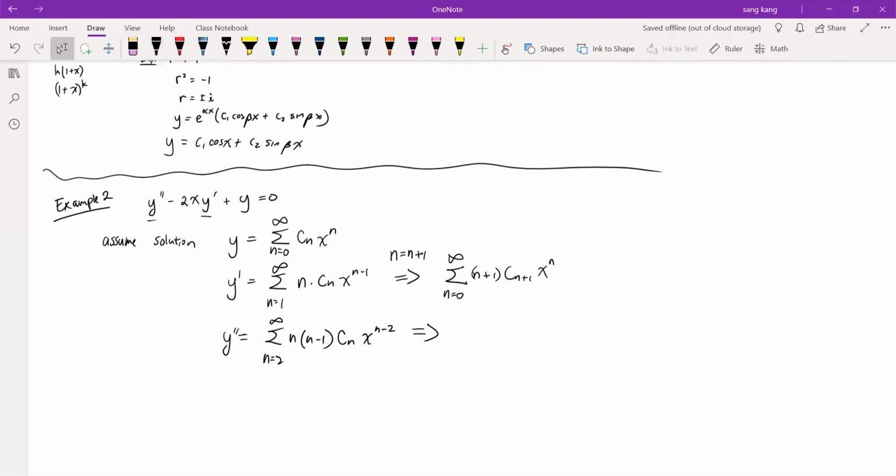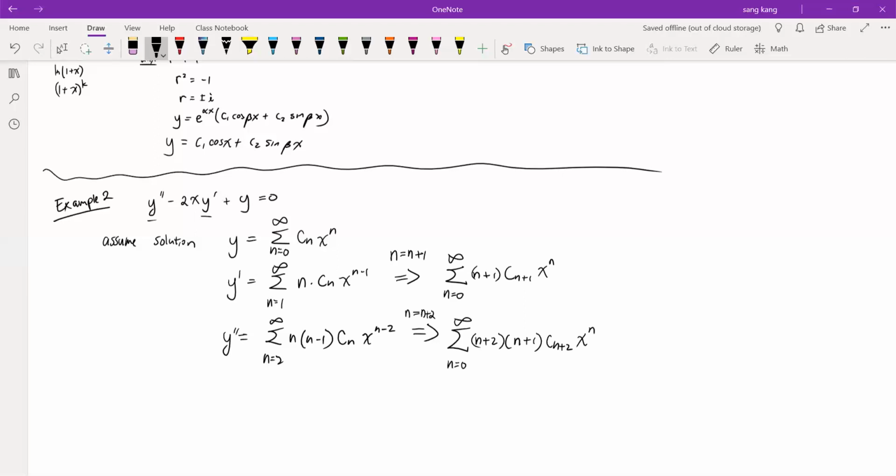For the second term, I need to substitute n to be n plus 2. So this will be n plus 2. N plus 2 minus 1 is n plus 1. C to the n plus 2, x to the n. And this will also make the starting index 0, right? To keep everything the same.